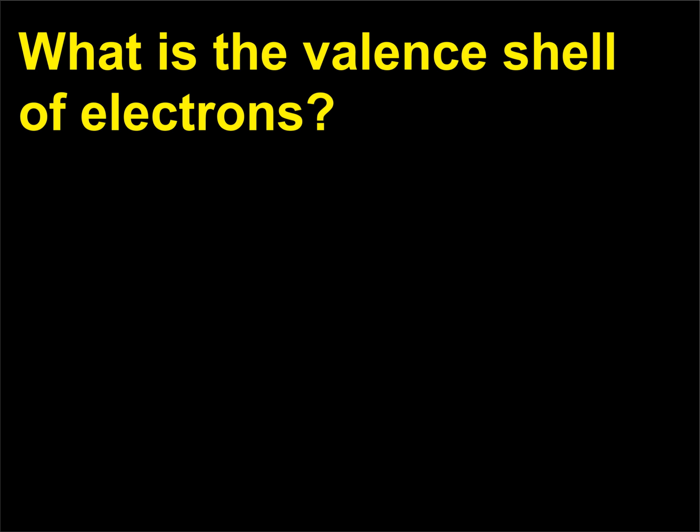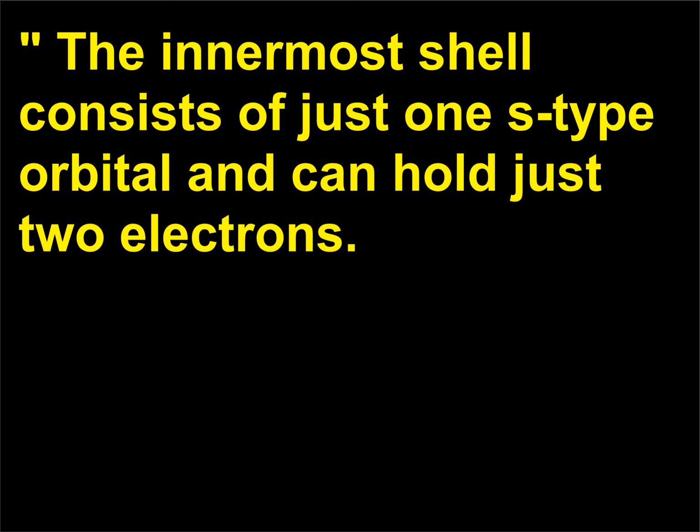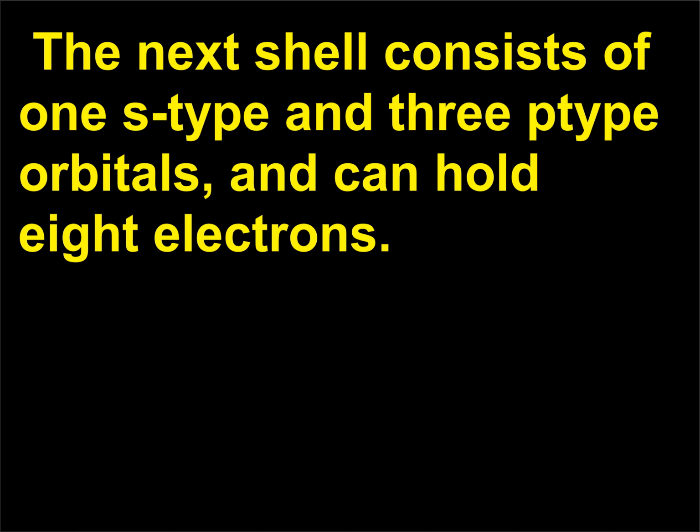What is the valence shell of electrons? Electrons fill up orbitals in shells. The innermost shell consists of just one s-type orbital and can hold just 2 electrons. The next shell consists of one s-type and 3 p-type orbitals, and can hold 8 electrons.